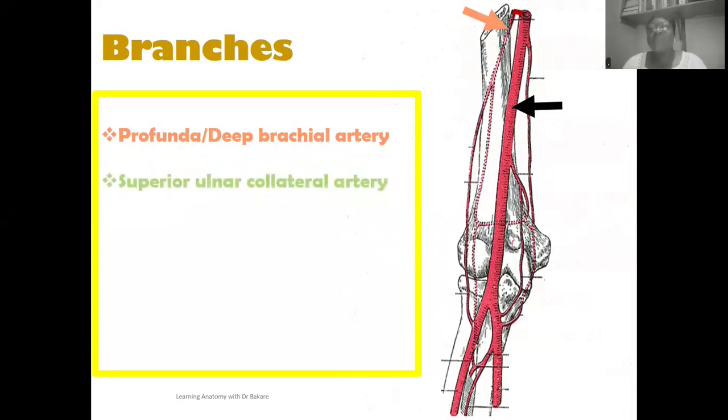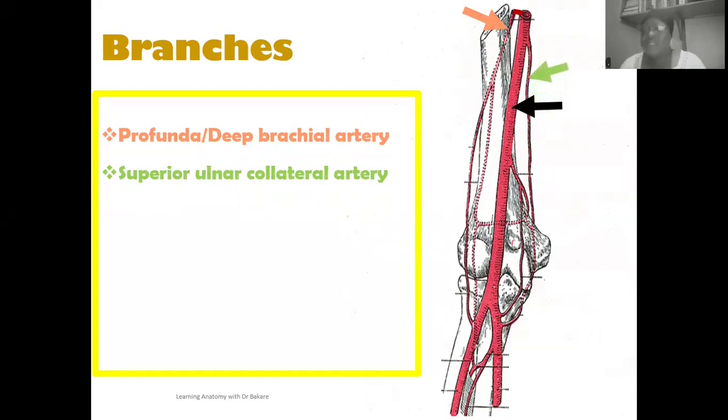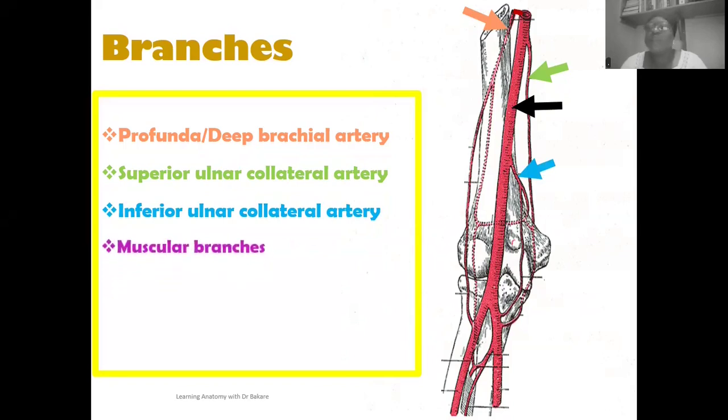Then the second branch is the superior ulnar collateral artery, and this is what is arrowed in gray. This artery is an emergence from the medial side of the brachial artery. Well, if you go more inferiorly, still on the medial side, we have the inferior ulnar collateral artery, and this is what is also arrowed in blue. Then we have the muscular branches, where we have a number of branches also emerging from the brachial artery to give supply to the muscles around this region.